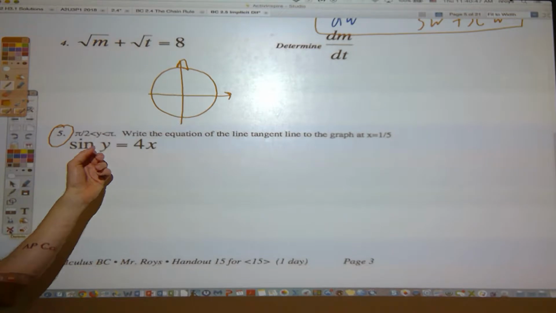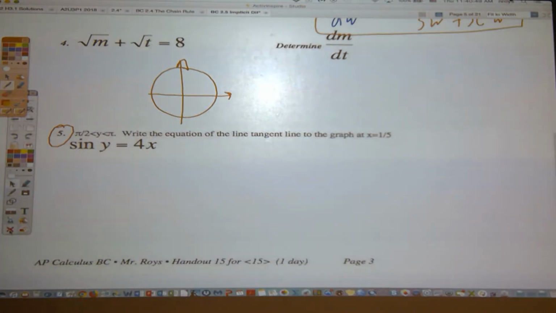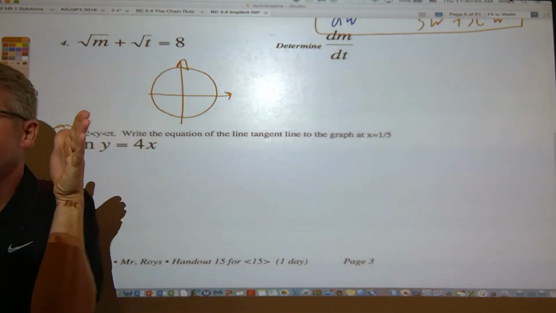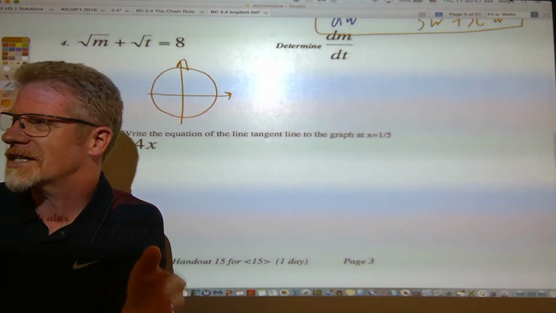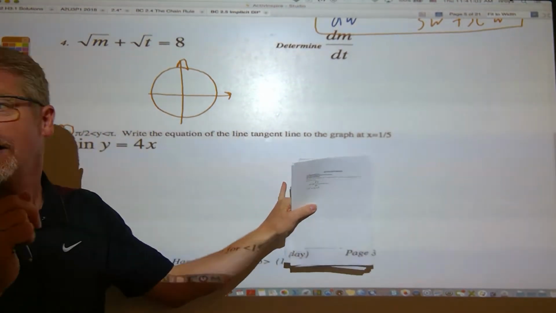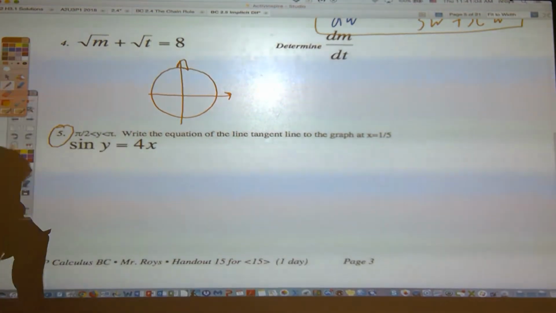Okay, there's a graph of sine y equals 4x. We're not going to attempt to sketch the graph of sine y equals 4x. We're just going to cut through the confusion using calculus. We're just going to get right down to the equation of the tangent line, which means I need to find dy dx. That'll give me the slope of the tangent line.